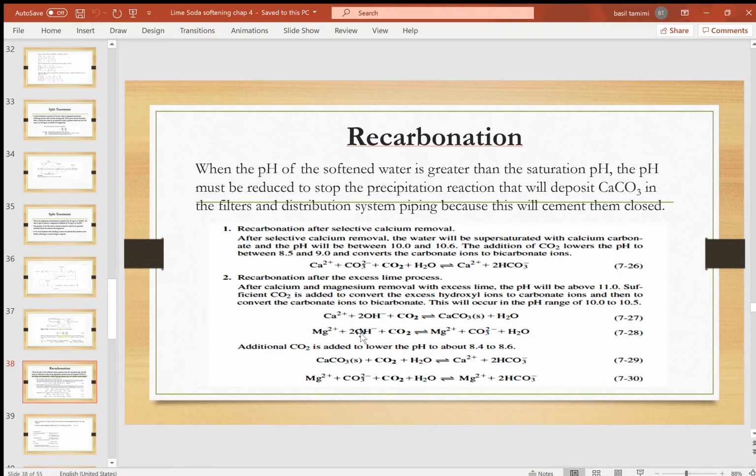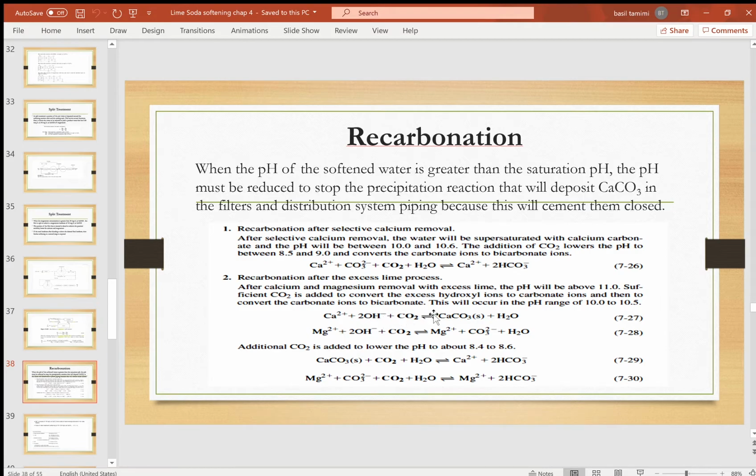Now, what if we have the excess lime process? It means that we are basically removing calcium and magnesium at the same time. In this case, we have two steps. First of all, just for you to know, usually when we finish this softening step, the pH is around 11, as you can see here. We have two steps. First, we bring the pH back to 10 to 10.5, and then from 10 to 10.5 to the saturation, which is between 8.4 and 8.6.